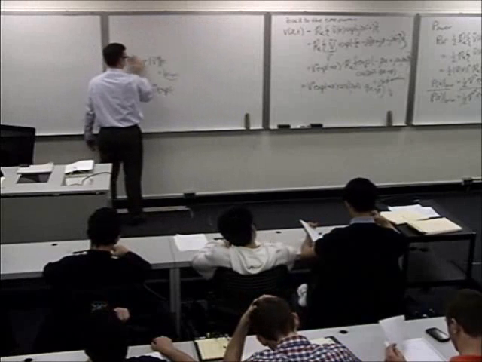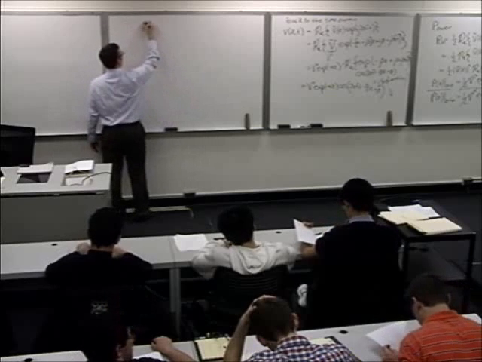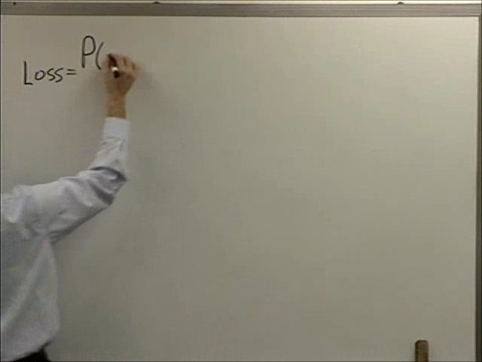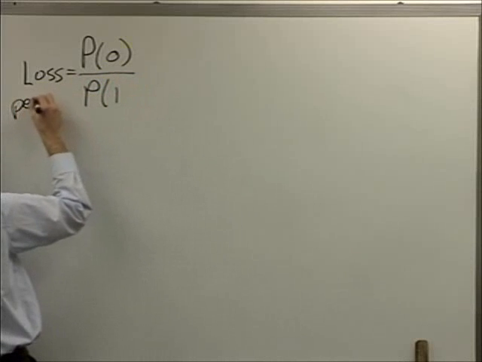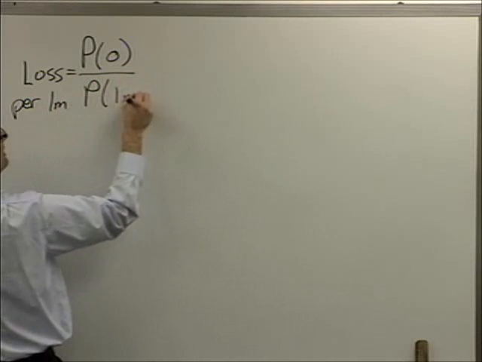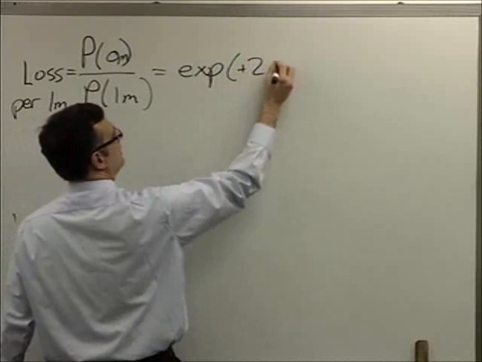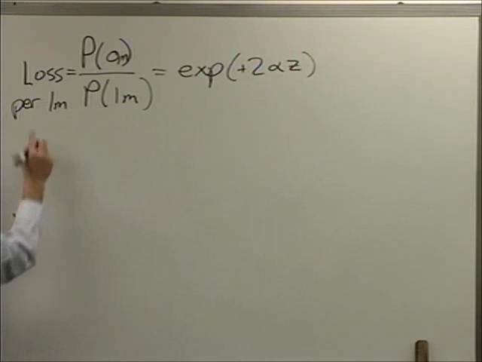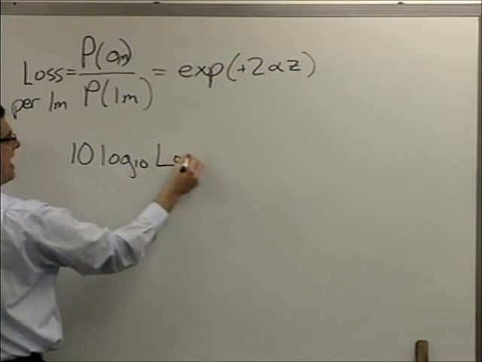So let's figure out how to calculate that. We said our loss is equal to P evaluated at 0 over P evaluated at 1 meter. And that was exp to the plus 2 alpha z. To convert this ratio to the decibel scale, I need to take 10 log base 10 of my power loss.